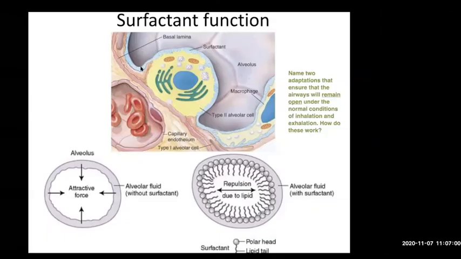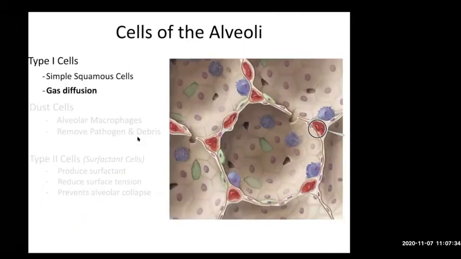This is just another picture, right? There's the surfactant within the aqueous layer, and they're repulsing the aqueous layer, so that keeps that open. Main point being, I asked in the learning objectives, name 2 adaptations that ensure airways remain open. First one was the tracheal rings, the cartilage rings and cartilage plates. And then the other one that was keeping the airway open was this surfactant, right? Preventing that alveolar collapse. All right, we're getting there.